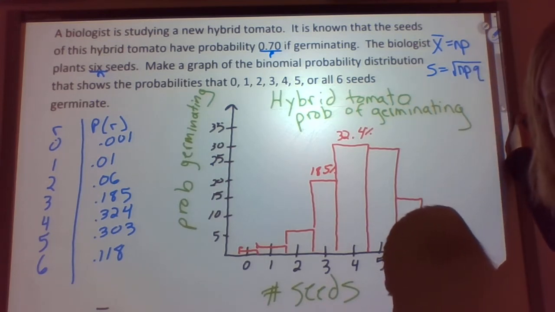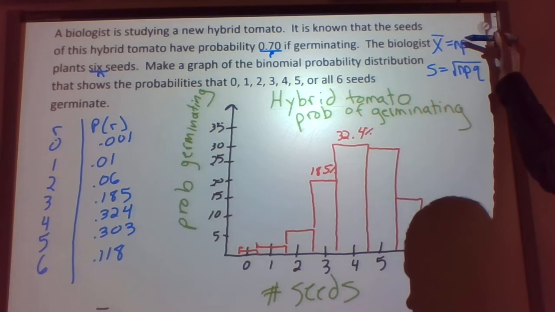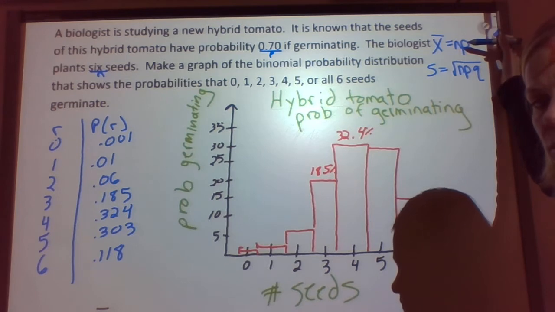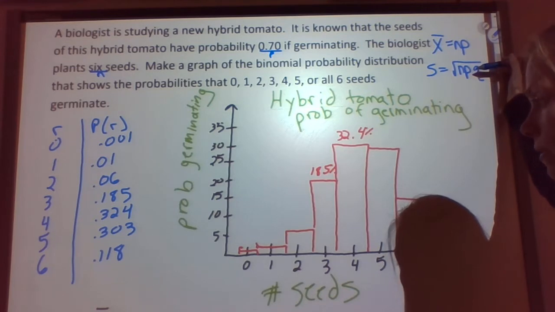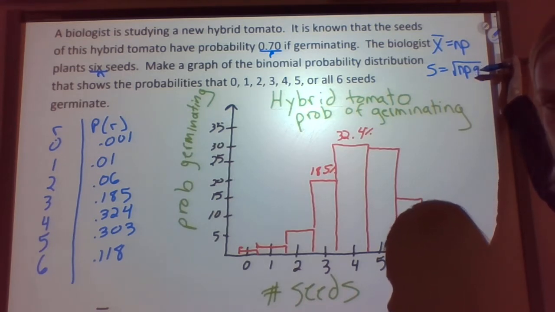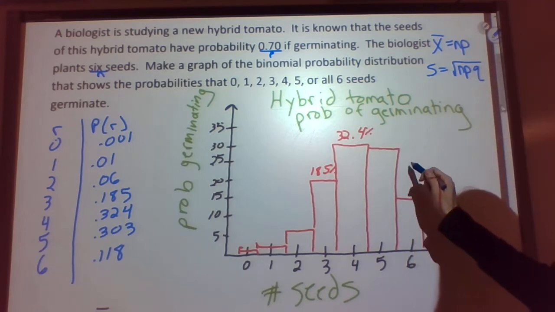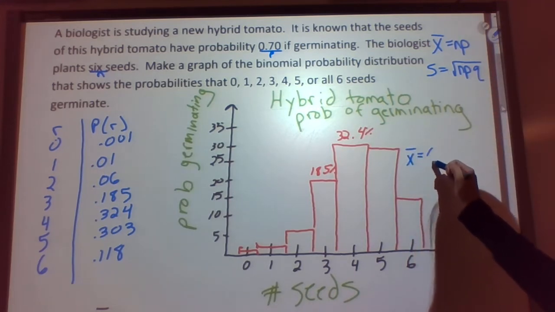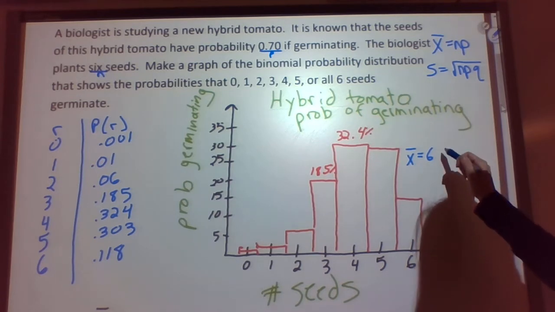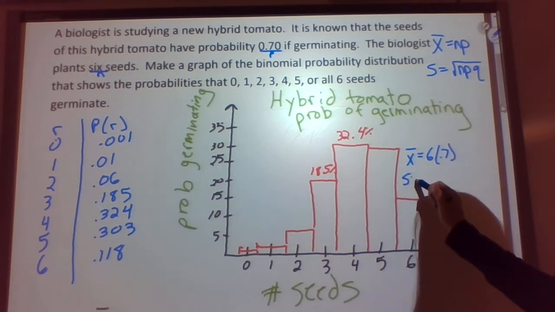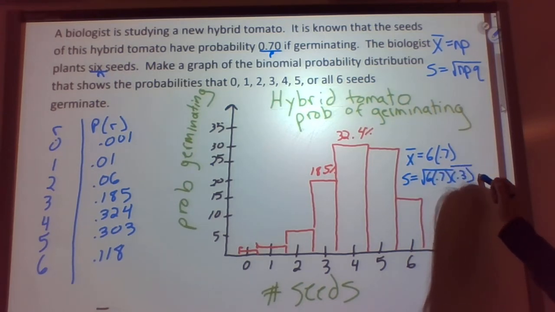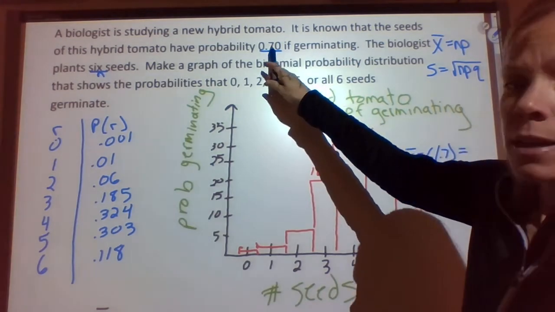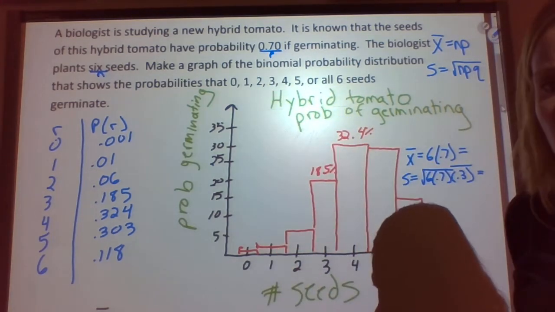Okay, so very simple. This is called the average, your average number of seeds to germinate, or the expected value of seeds to germinate. It'll also be read that way. Standard deviation is just standard deviation. So if I wanted to calculate the mean and standard deviation for this problem, my mean is 6, because that's my n, times 0.7, and my standard deviation would be the square root of 6 times 0.7 times 0.3, right?